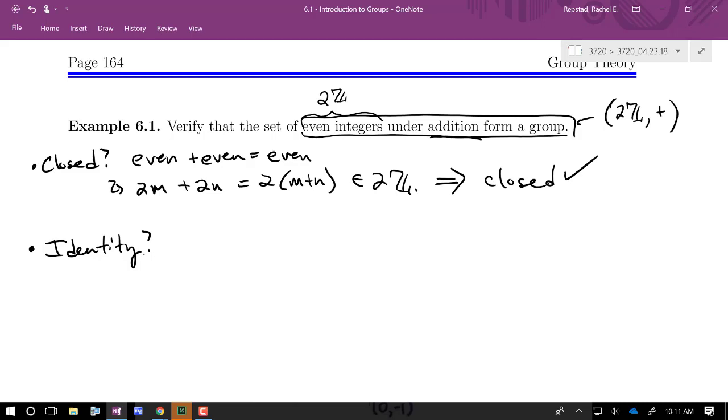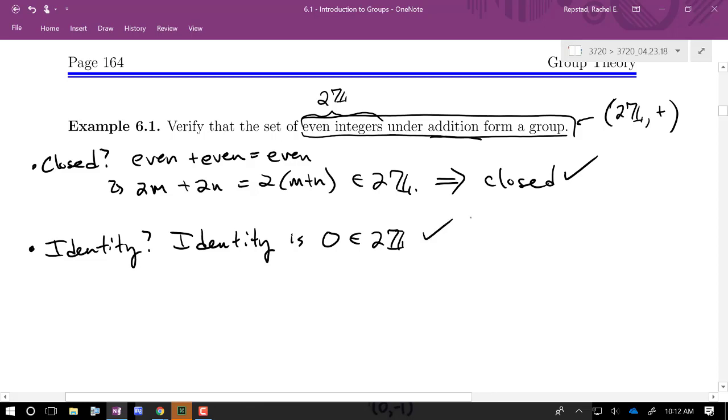For addition would be 0? Yeah, yep. So the identity element is 0, and we want to make sure not only do we identify what that should be, but also observe that it is in the set. We need to make sure that the identity element exists in the set we're looking at. So it has an identity, because 0 is, of course, a multiple of 2. So we can check that off.